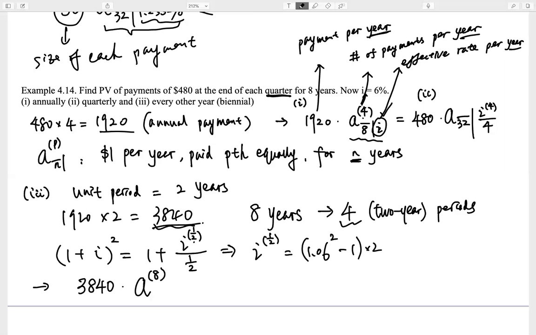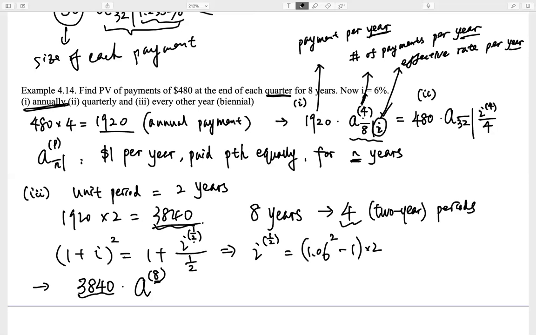Year is the unit I use in the first case. Now, 2 years is the unit. So that's why this is the payment per every 2 years. And 8 is the number of payments per 2 years, because there are 4 payments per year. That's going to be 8 payments per 2 years.